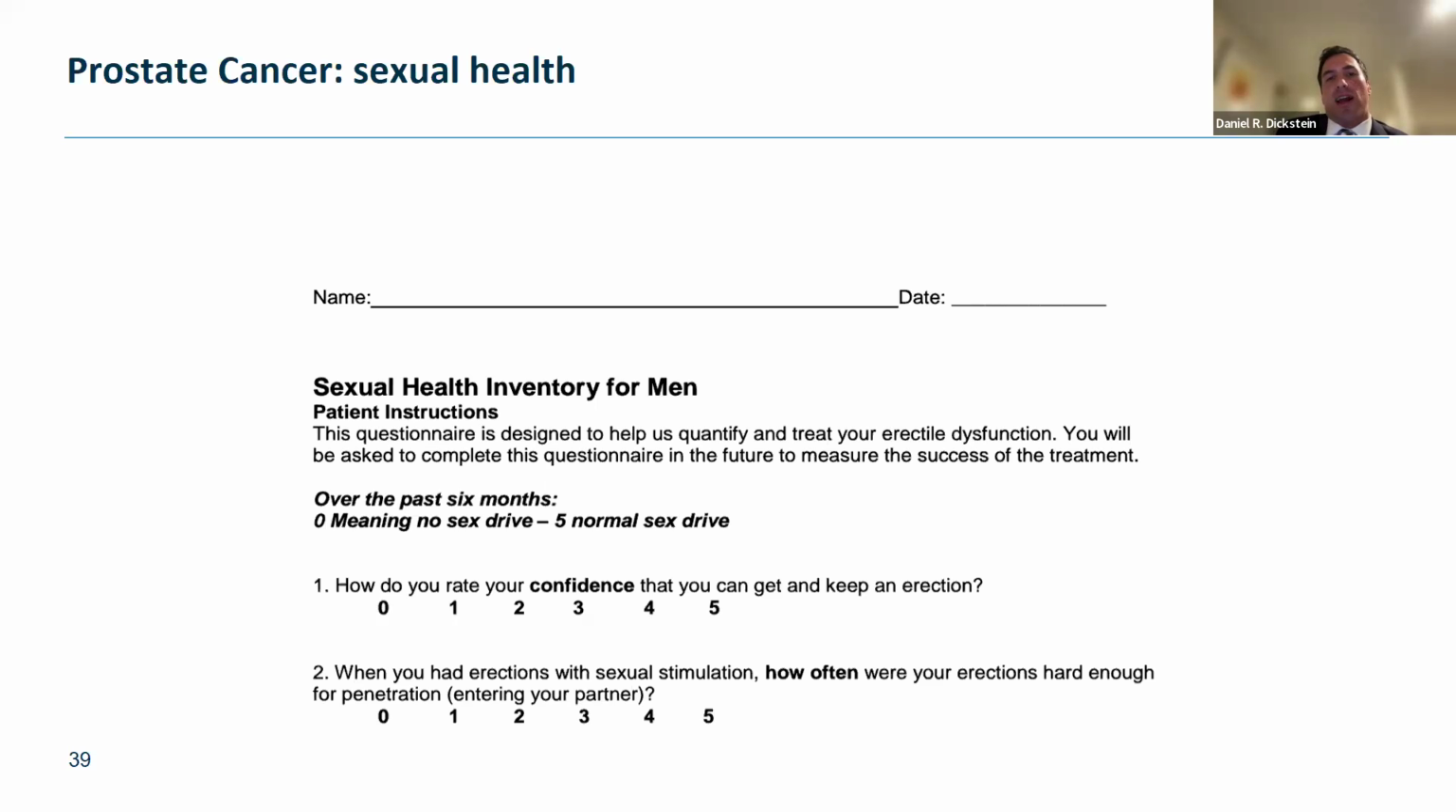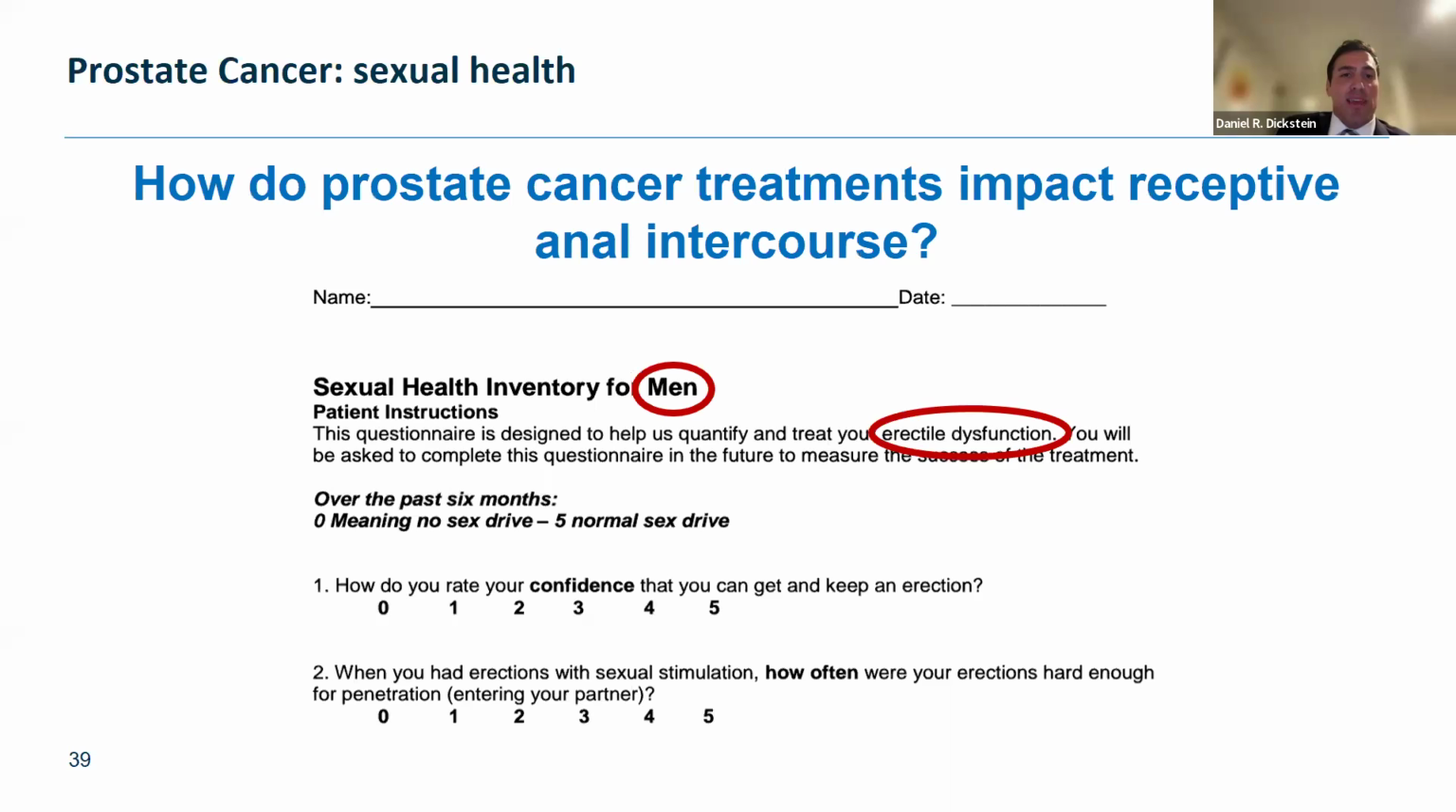As a new resident, I was passing this out to all the different patients. I was just doing what I was told. And then one day, a patient asked me, well, how do prostate cancer treatments impact receptive anal intercourse? And I didn't know. It struck me, uh-oh, I hadn't even thought about this, and I wish I had. It really resonated with me as a gay man myself.